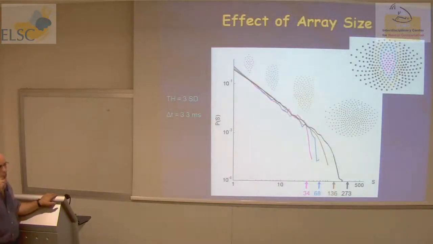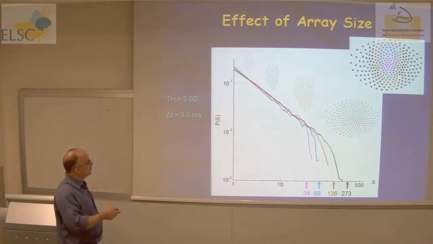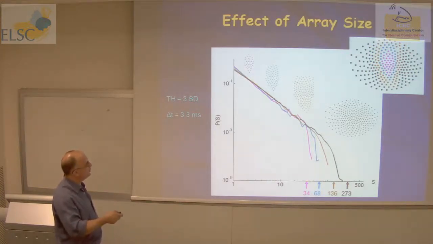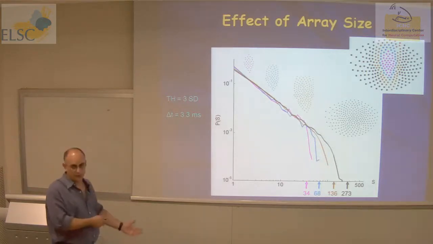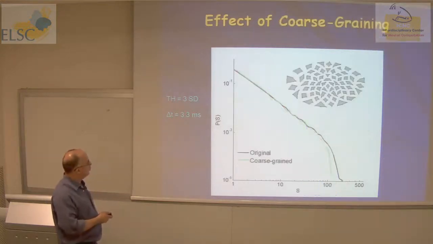Another thing is to convince ourselves where the cutoff in the power law comes from. So if you just take subsections of the array, for instance, the central 34 sensors or 68, 136, I just multiply by 2 each time, you see that the cutoff is just earlier if the system is smaller. The slope remains the same.